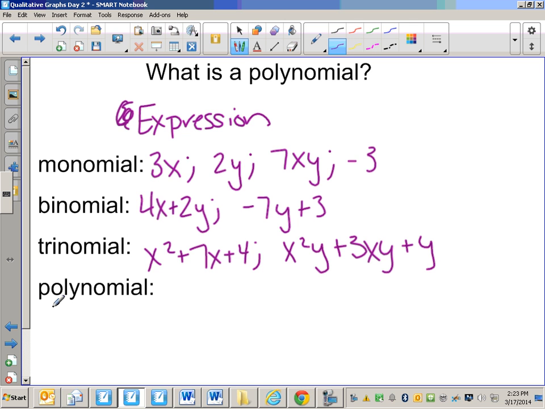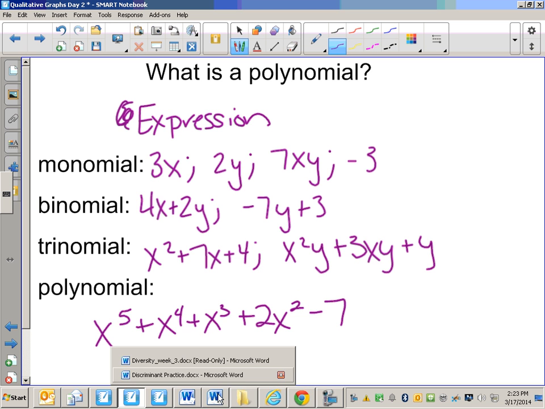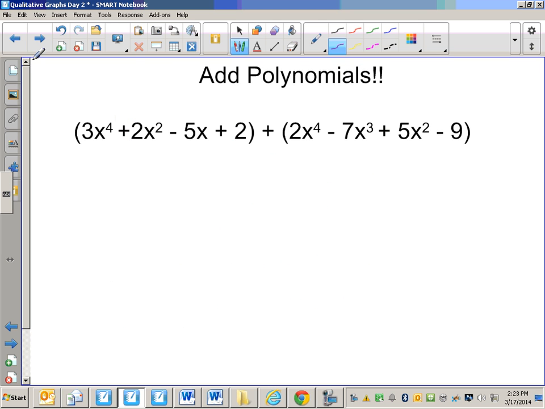trinomial. A polynomial includes all of these, monomial, binomial, trinomial, and anything that might have a fourth, fifth, or sixth term, like x to the fifth, x to the fourth, plus x cubed, plus 2x squared, minus 7. That would be a polynomial because it has 5 terms, so we don't have a specific word for it other than a polynomial. So basically, we're going to learn how to add, subtract, and multiply these expressions, which we kind of already know how to do.